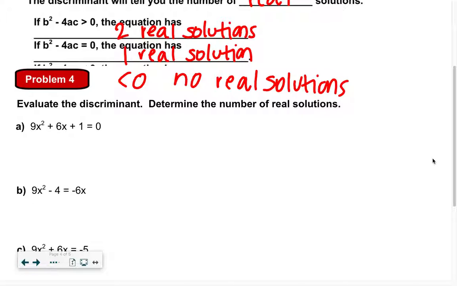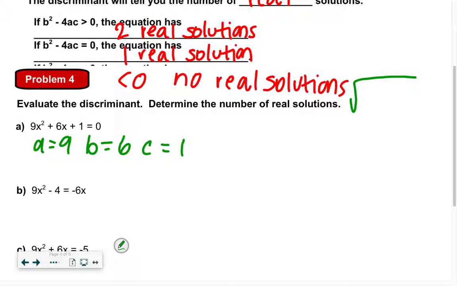So in this first one, my A is the same way we figured out. A is 9, B is 6, C is 1. Remember, we're only talking about the discriminant part, that B squared minus 4AC. I just wrote the square root of the habit, but you don't need to take the square root of that, just whatever B squared minus 4AC is.